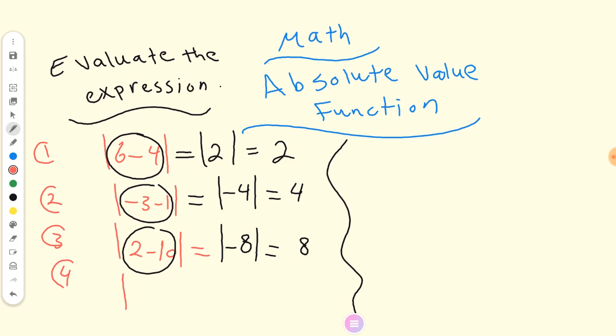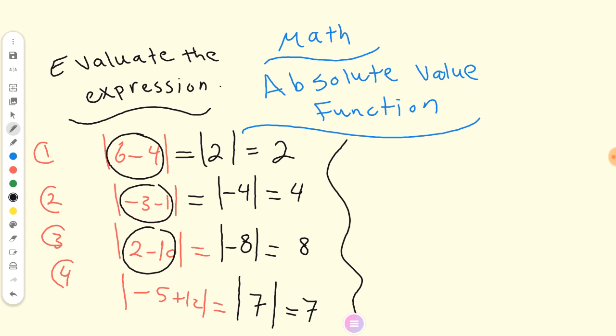Absolute value of negative 5 plus 12. Okay, I will calculate the operation inside the absolute value. Negative 5 plus 12 is positive 7. And the absolute value of 7 is equal to 7.